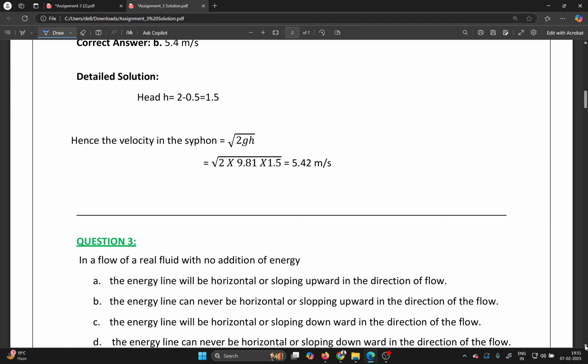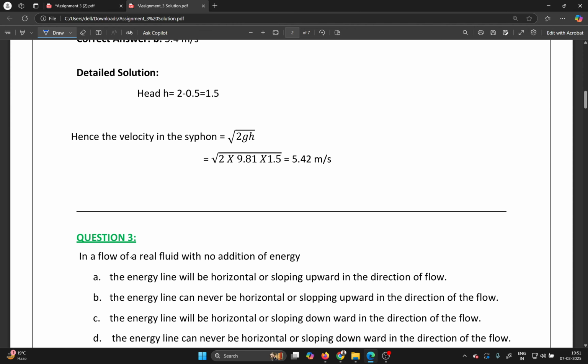So the next question is, in a flow of a real fluid with no addition of energy. Option A, the energy line will be horizontal or sloping upward in the direction of flow. Option B, the energy line can never be horizontal or sloping upward in the direction of flow. Option C, the energy line will be horizontal or sloping downward in the direction of flow. Option D, the energy line can never be horizontal or sloping downward in the direction of flow.